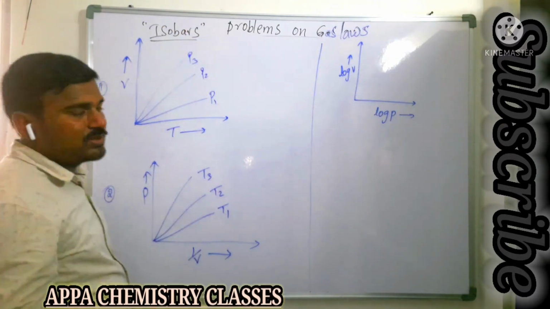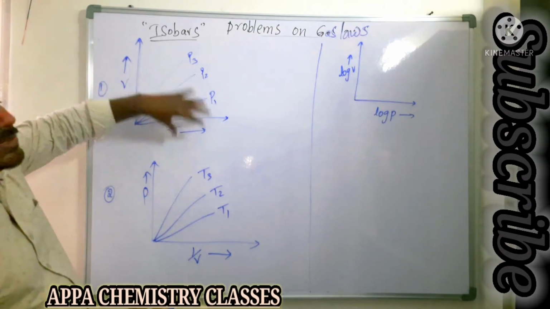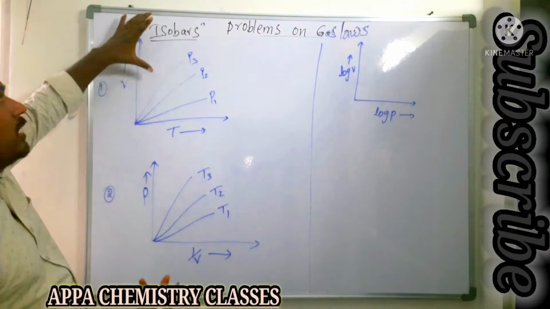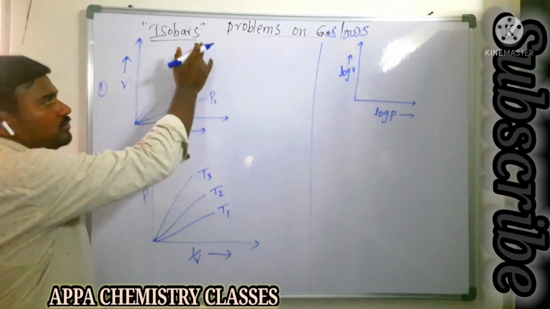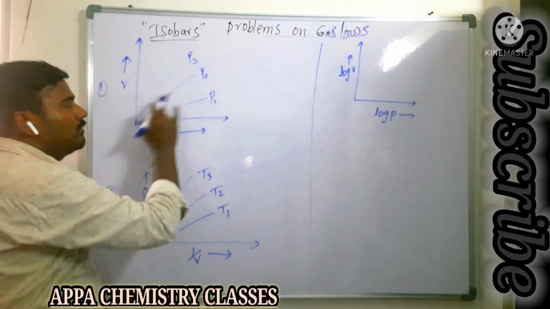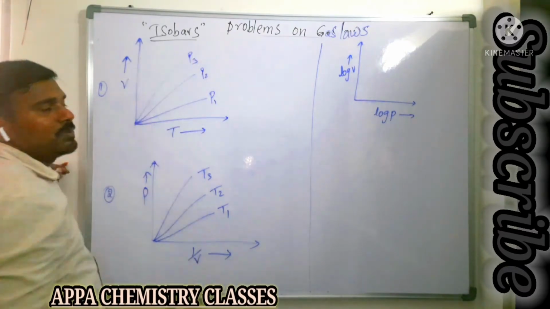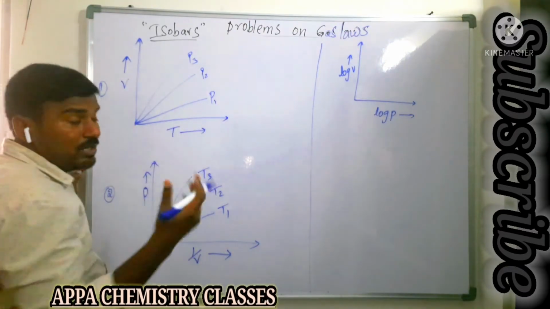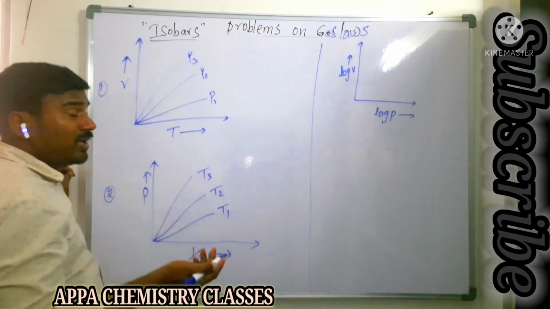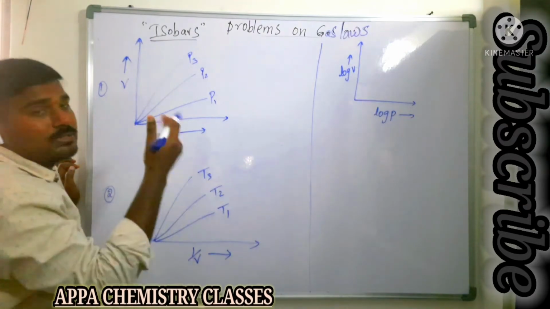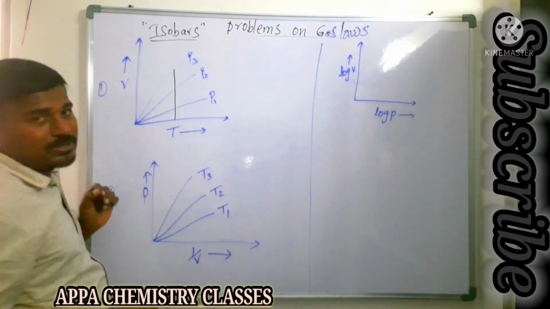How can we define isobars here? The graphs plotted between the volume axis and the temperature axis at constant pressure are said to be isobars. Now what is the relation between the pressures P1, P2, P3? At constant pressure P1 we get this curve, at P2 this one, and at P3 this one. To find that relation, you draw a perpendicular line to the x-axis.